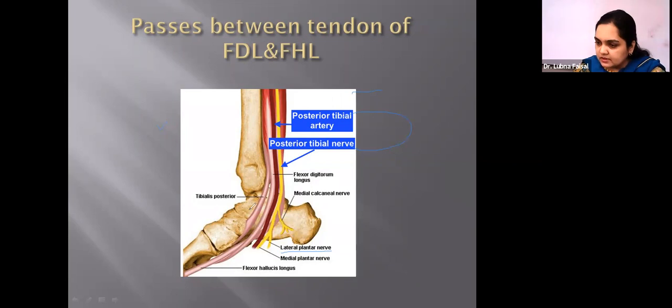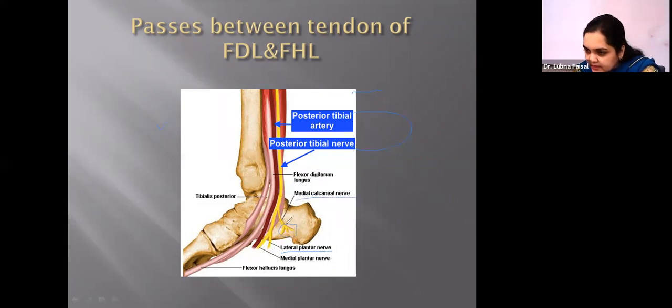It gives terminal branches just posterior to the medial malleolus. Just posterior to the medial malleolus, it also forms one important nerve that is called the sural nerve. How is this sural nerve formed? This sural nerve is formed by communication of one branch from the tibial nerve and one branch from the common peroneal nerve. Plus, it gives the medial calcaneal nerve, which supplies the skin of the heel.